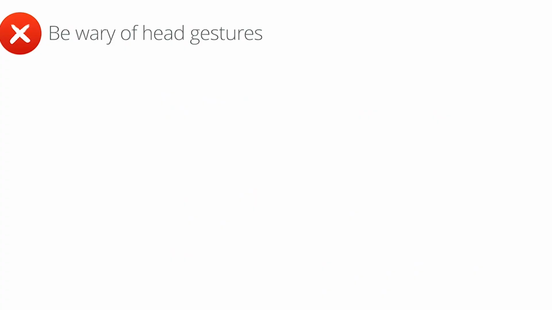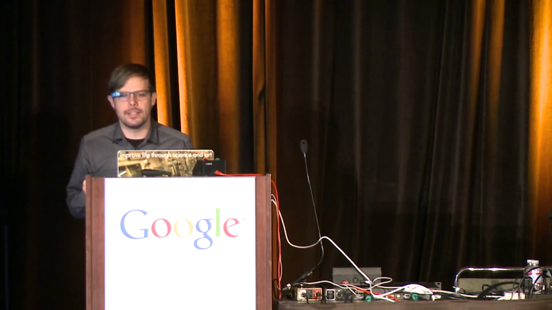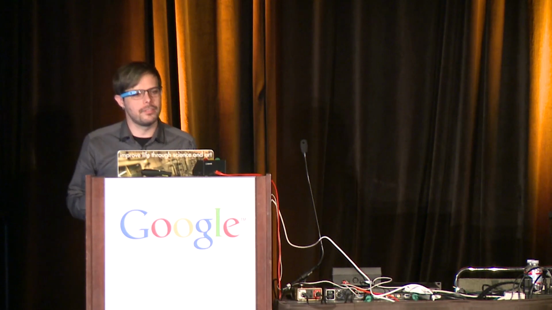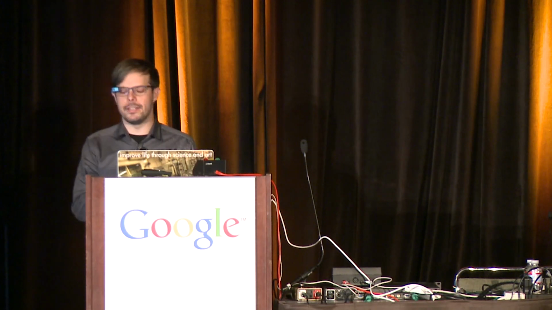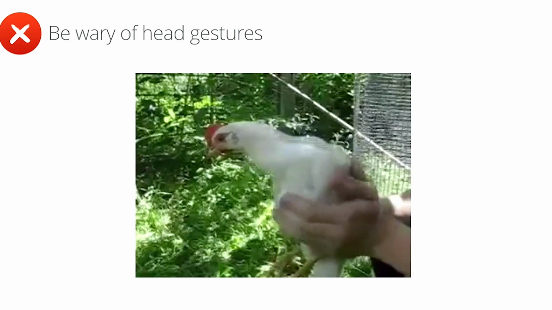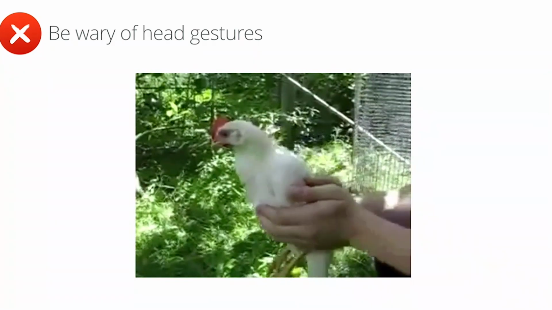Be wary of head gestures. And the reason for this is that it might not work out the way you think it will, right? Because head gestures, when I'm standing still and not doing anything else, are relatively predictable. But when I walk down the street, everything changes. And to emphasize this point, here's a video of a chicken. Right? Like, humans don't operate this way.